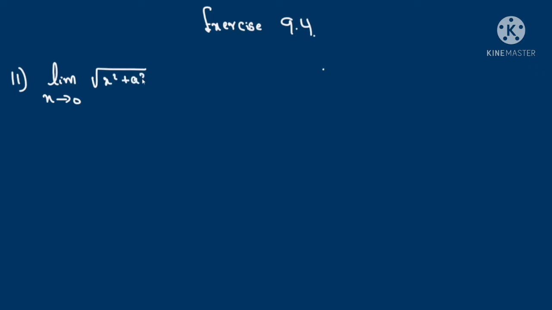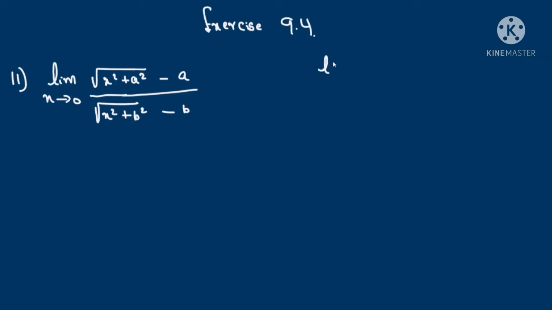Exercise 9.4, question number 11. Limit x tends to 0, root of x square plus a square minus a divided by root of x square plus b square minus b.